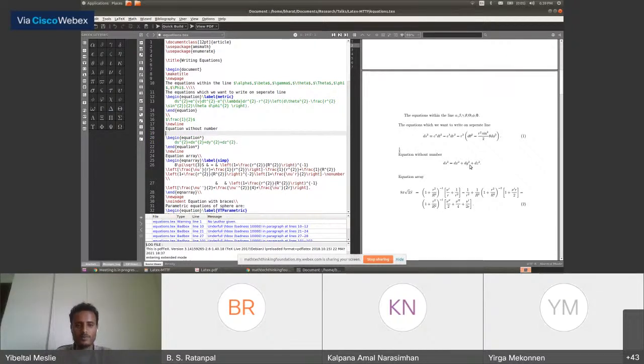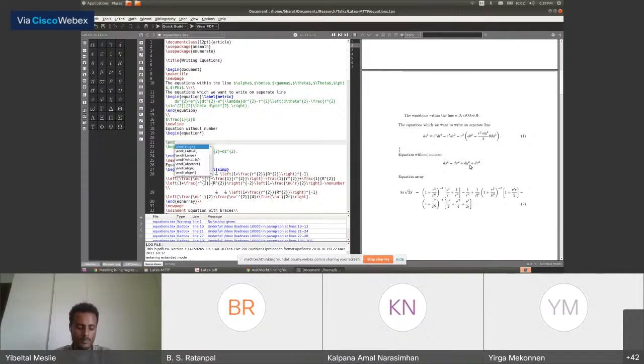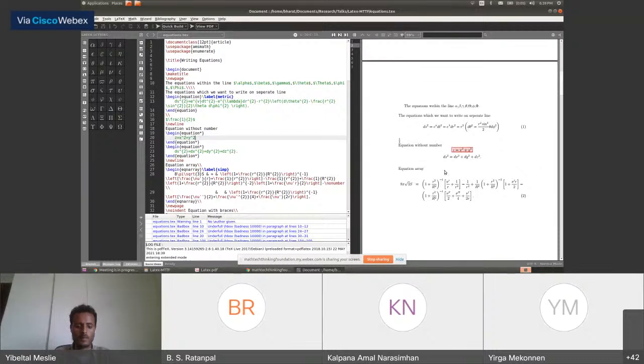The equation without a number can be written as \begin{equation} ... \end{equation}. Within that, whatever equation I write, say z is equal to x squared plus y squared, will be displayed. So you can see here z is equal to x squared plus y squared. No number is given to the equation. Got it?